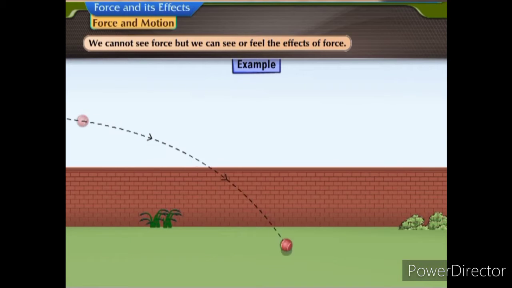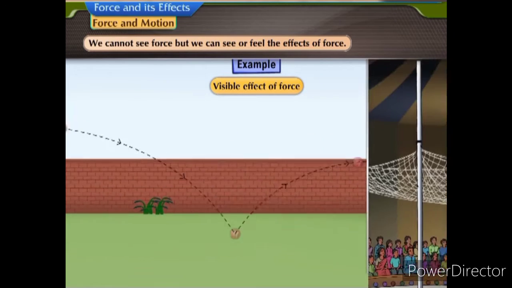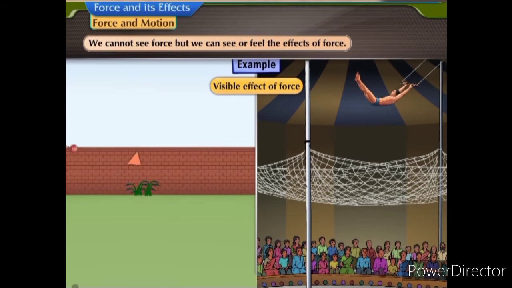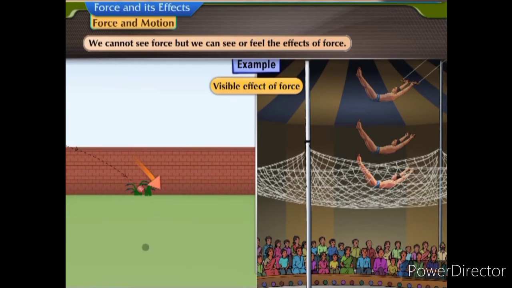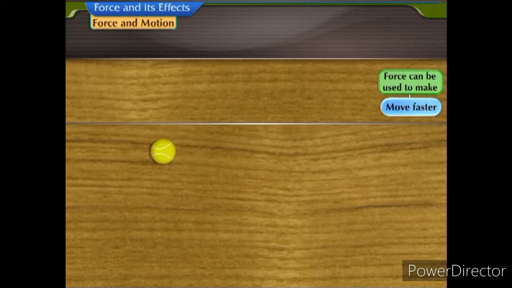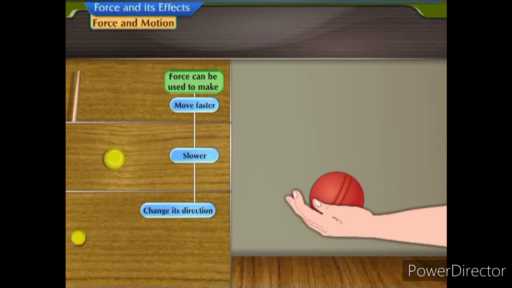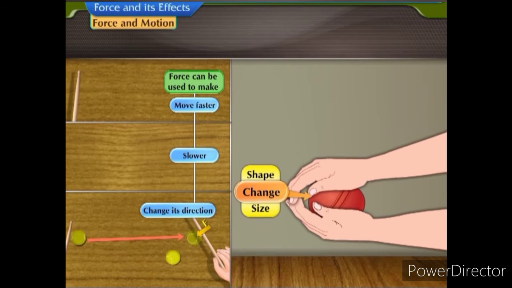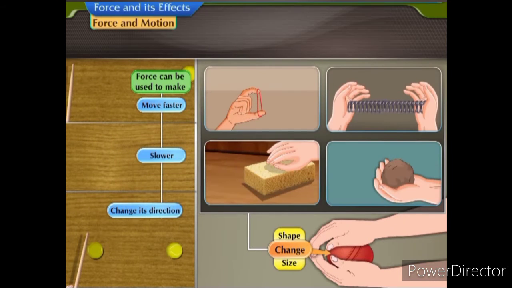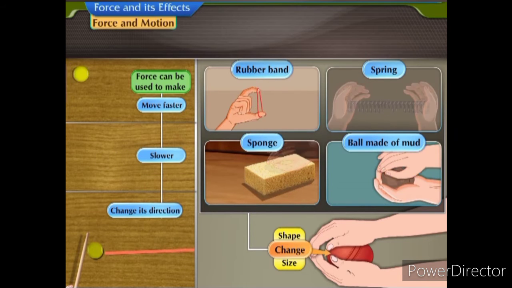However, when a ball is hit on the ground, it bounces in an upward direction. This is the visible effect of force. You must have seen that when persons in a circus jump on a trampoline, they are thrown upwards by the net. In this case, the effect of force is visible. Force can be used to make an object move faster or slower or change its direction. Force can also be used to change the shape and size of objects. We can change the shape of objects like a rubber band, spring, sponge, or a ball made of mud by applying force on it.